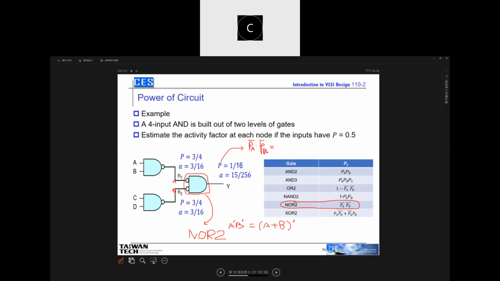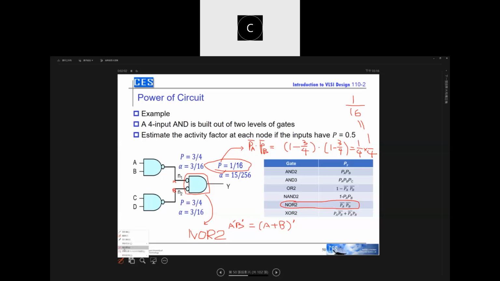Then, so what's the PA? PA is 0.75, so 1 minus 3/4, which is 1/4. The same for PB, 1 minus 3/4, 1/4. So it equals 1/4 times 1/4, which equals 1 over 16, right? So that's how you get this, 1 over 16 here. Okay?